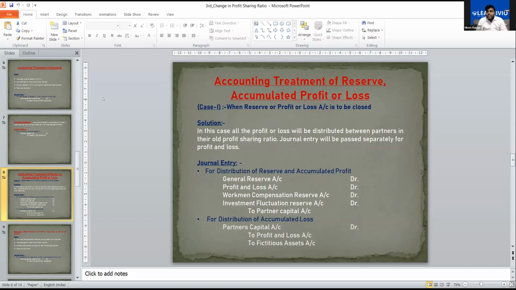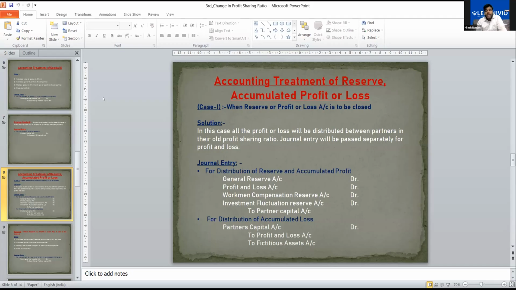In a balance sheet type question, there will be some other requirements also, like the revaluation account you have to prepare. You have to adjust the goodwill also. But when the question is only focused on reserve, accumulated profit or loss, in that case it will be simple, like a sentence based question. There will be no format. So whatever the situation is, if you have general reserve, accumulated profit or loss in the question, then we have to distribute general reserve, accumulated profit or loss.